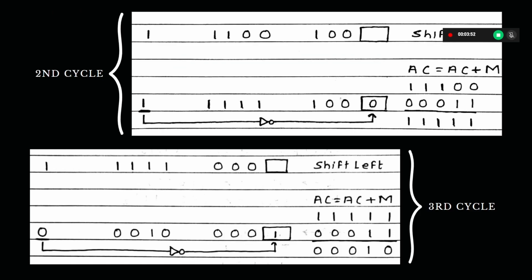So similarly, we will perform 4 cycles like this. In the second cycle, we perform a shift left, and then we perform AC equals AC plus M. Here we are doing plus M because our C value is 1, which indicates it's negative. That's why we are performing AC equals AC plus M. And in the third step, we are doing AC equals AC plus M because it's 1 here also.